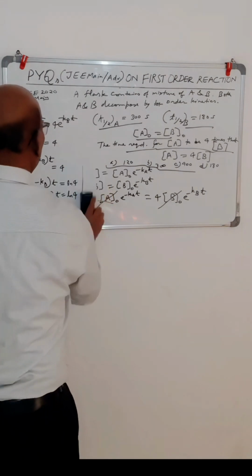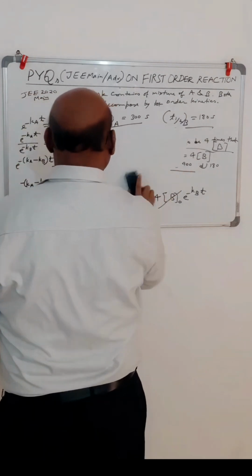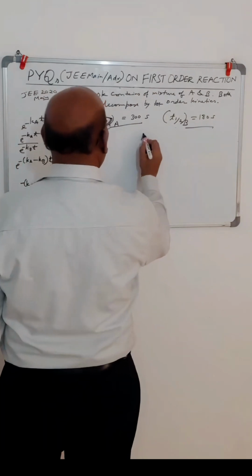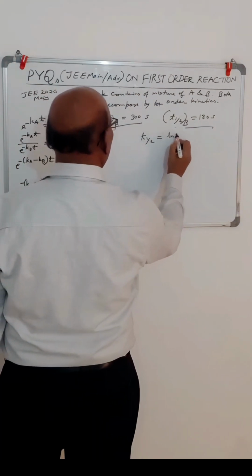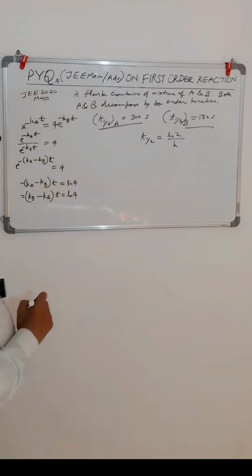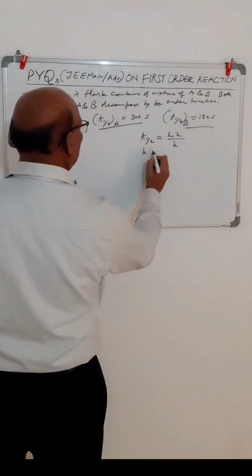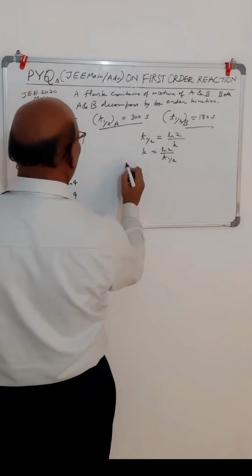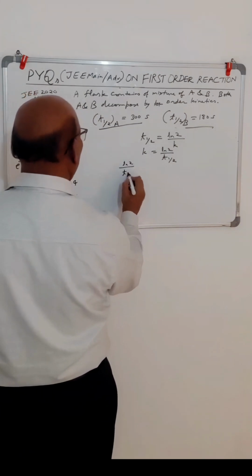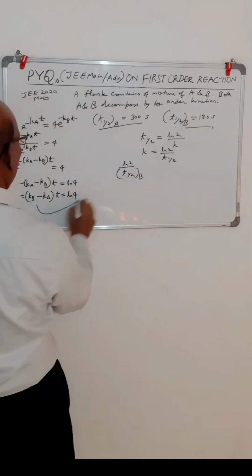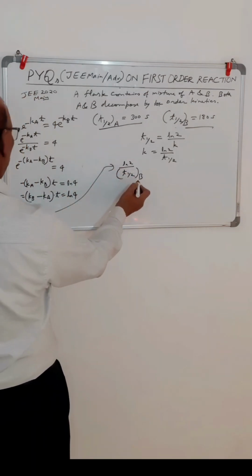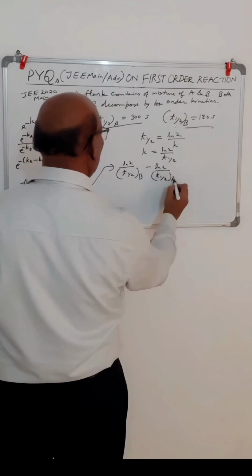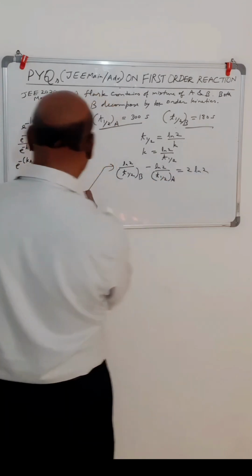Now we will use T half. We will make use of half life. We know that half life is nothing but ln 2 by K, so K equals ln 2 upon T half. So instead of KB, I can write ln 2 upon T half of B. For this equation, KB is ln 2 upon T half for B minus KA, which is ln 2 upon T half for A, equal to 2 ln 2, because ln 4 is nothing but 2 ln 2.